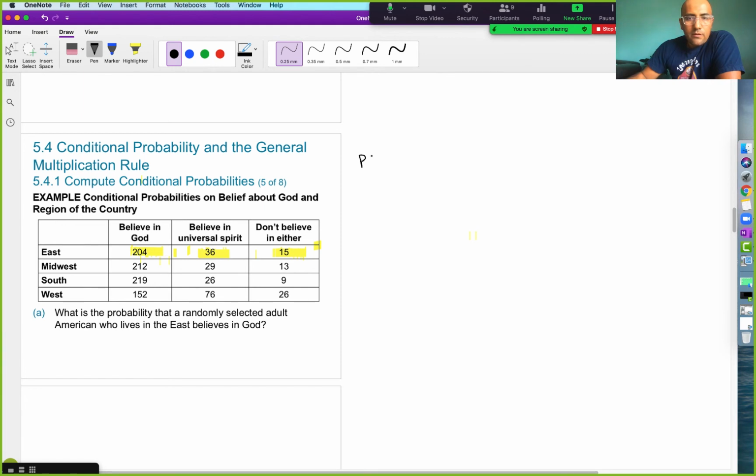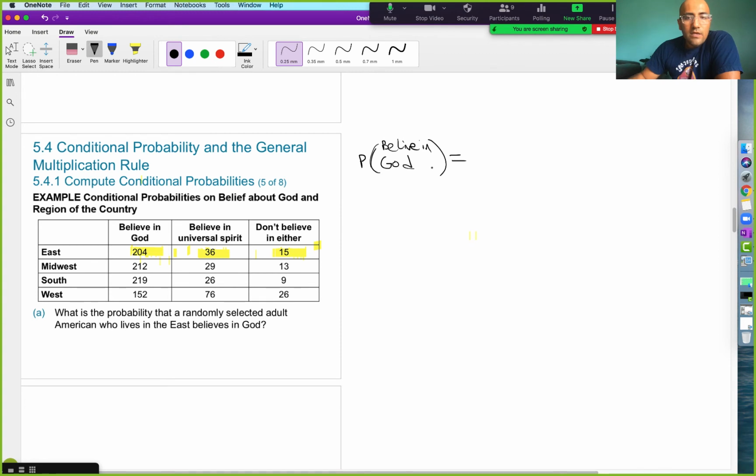So the probability that someone believes in God. How many people believe in God in general? That's not the answer to this one yet, but I just want to answer this one. What's the probability they believe in God?